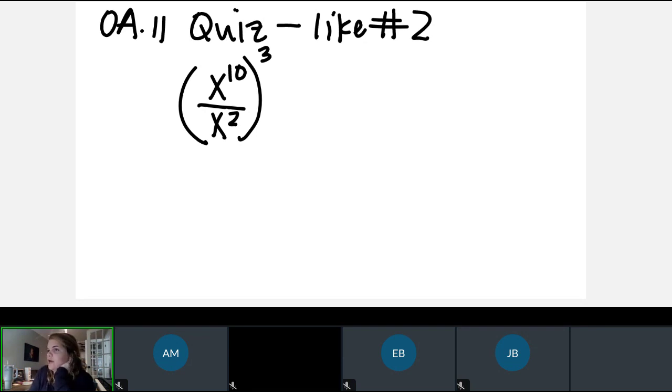So we have this entire fraction here, x to the 10th divided by x squared, and we are going to raise it to the 3rd. So everything in the parentheses, in this case, we're going to multiply by 3, because that's what our power to a power rule says. It says to multiply the exponents. So we get x to the 30th divided by x to the 6th.